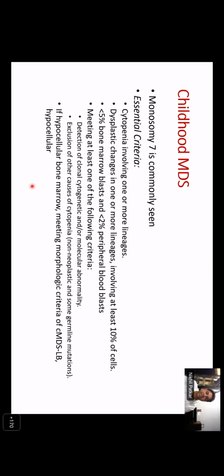They can appear to have progressed from inherited bone marrow failure syndromes, or from germline predisposition syndromes such as RUNX1, ETV6, GATA2, SAMD9 or SAMD9L. The other dysplastic features are similar to what you would see in MDS. In these patients, monosomy 7 is commonly seen. We are not seeing it. The essential criteria are that you should have dysplasia of 10%, blasts less than 5% in marrow and less than 2% in blood, it should have a clonal cytogenetic or molecular abnormality, and you should have excluded other causes of cytopenia.